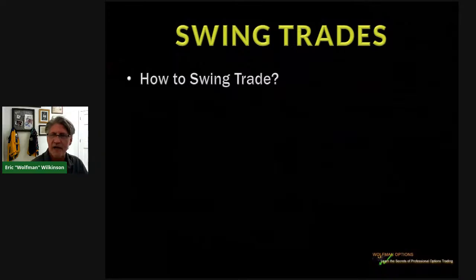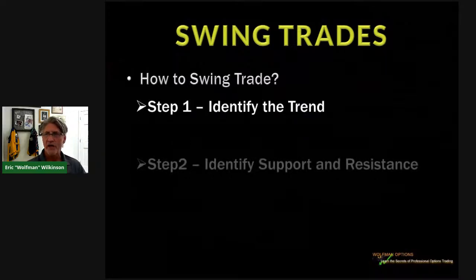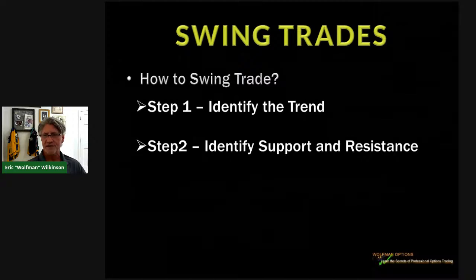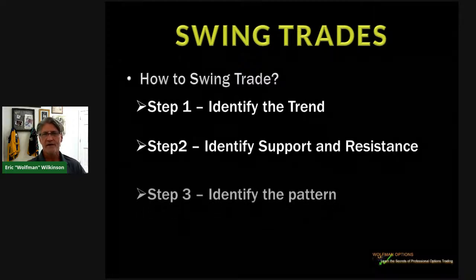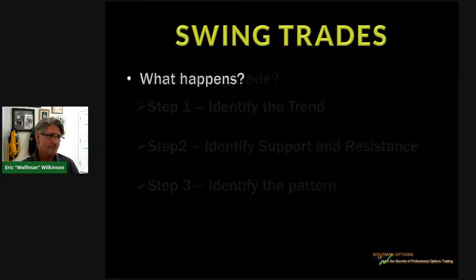So how do we swing trade? We identify the overall trend. Then we look for the support and resistance within that overall trend. Ultimately, we base our trade on the pattern within the trend, okay? So if we have a bullish trend, we're looking for a reversal of momentum in our underlying.